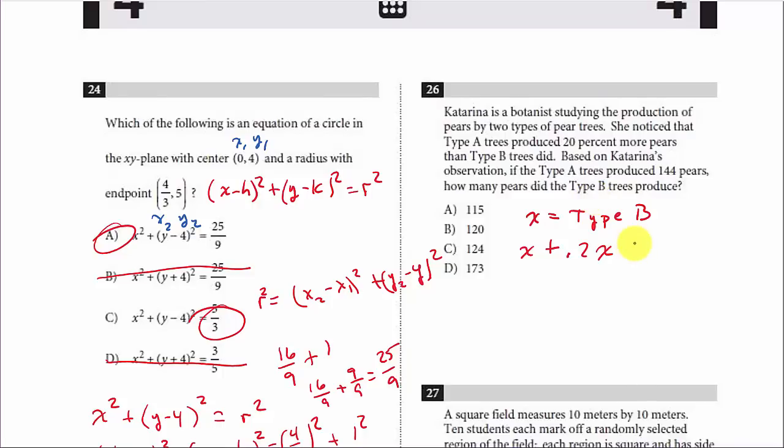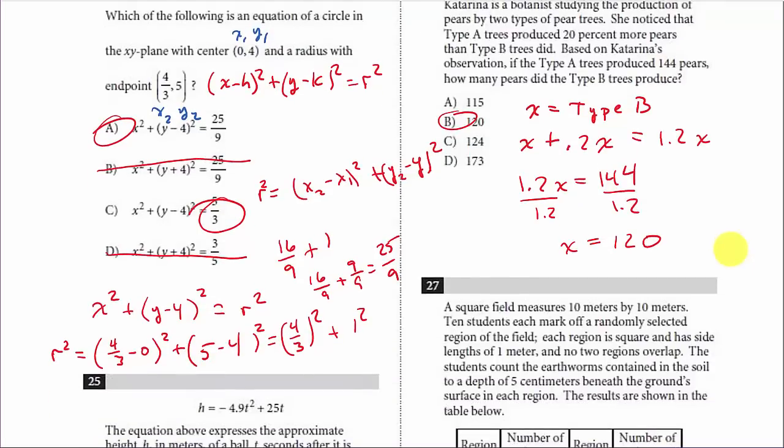So that is equal to 1.2x. So we need to find out when 1.2x is equal to 144. Divide everything by 1.2. And so x gives us 120, and that would be B. Okay. You can't just take 20% of the 144. Don't do that.